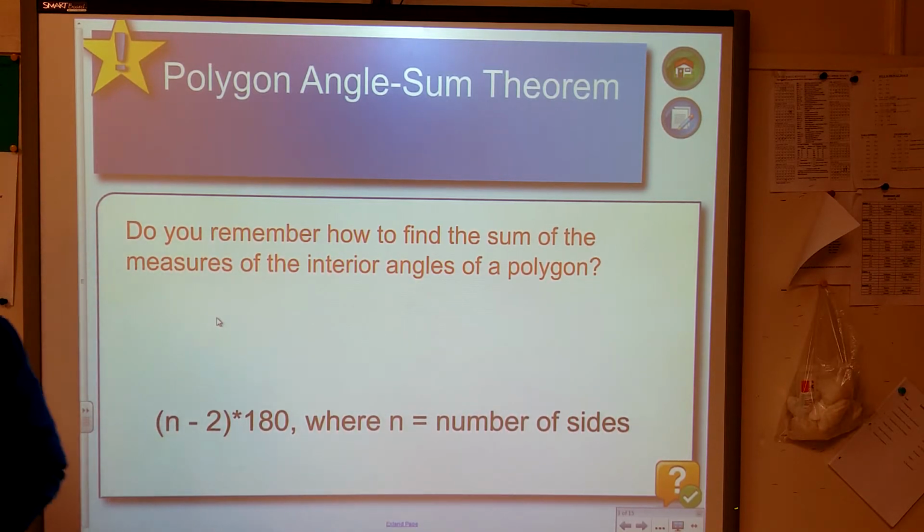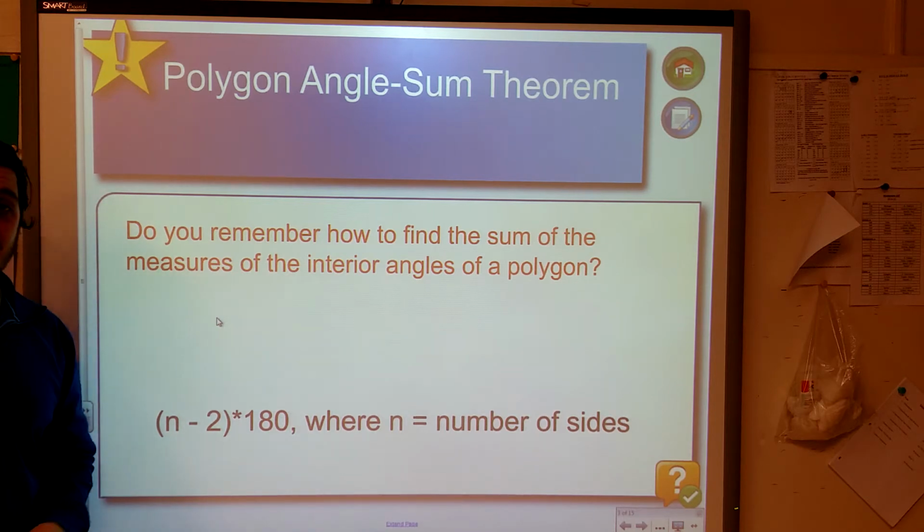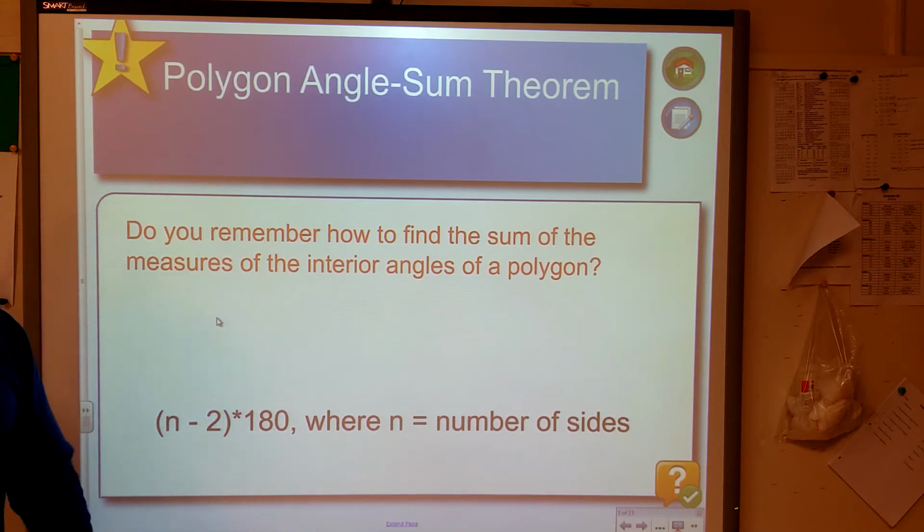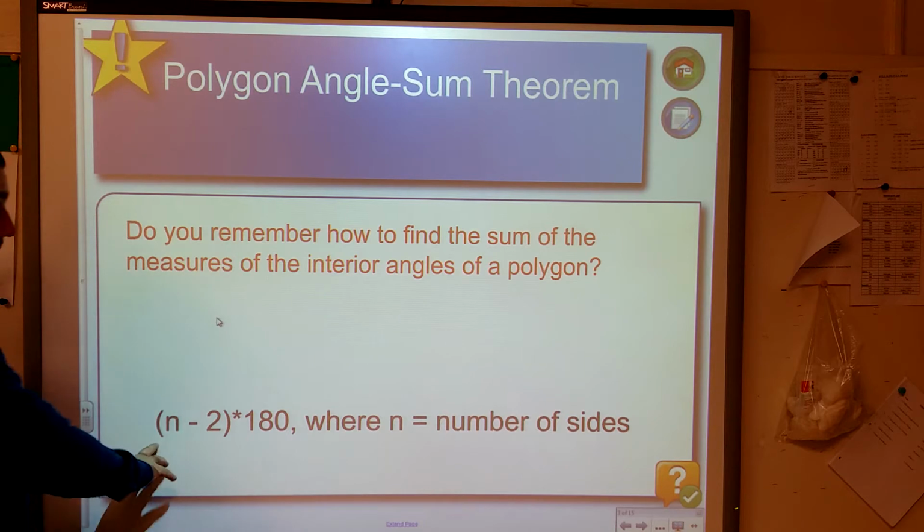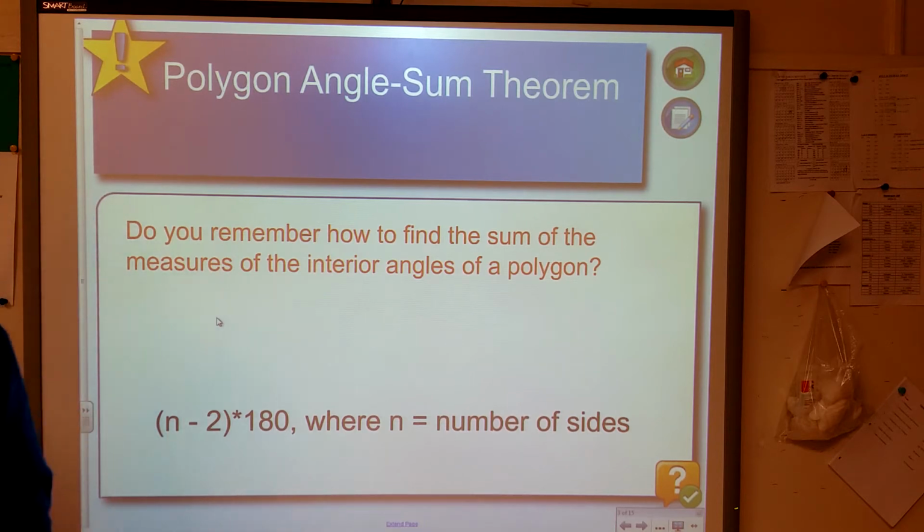Where n is the number of sides, so n being your number of sides, you can find out what the sum of the angles is by doing n minus 2, number of sides minus 2, times 180. n minus 2 times 180. Take your number of sides, subtract 2, multiply by 180.